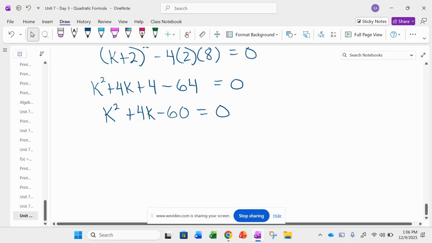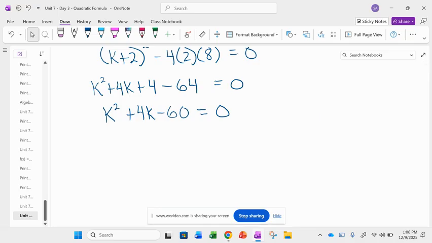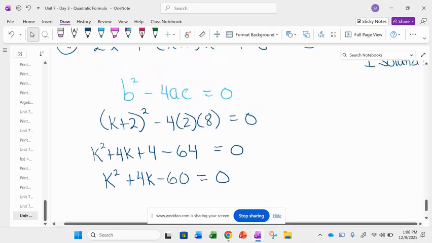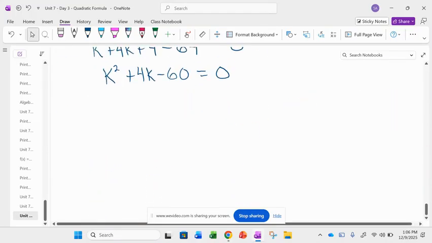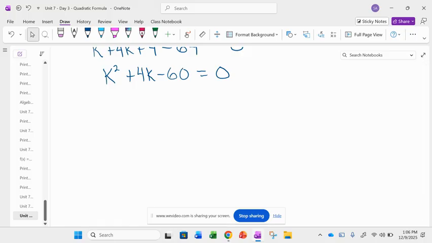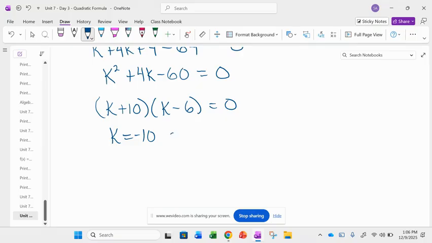Am I trying to factor this right now? Well, yes and no. I'm not trying to factor the original one, but am I trying to factor this? Yes, because I need to know what value of k will make this have a double root. So we're going to factor this because it's a quadratic. So we're going to get k plus 10 and k minus 6. k will equal negative 10 or k can equal 6.